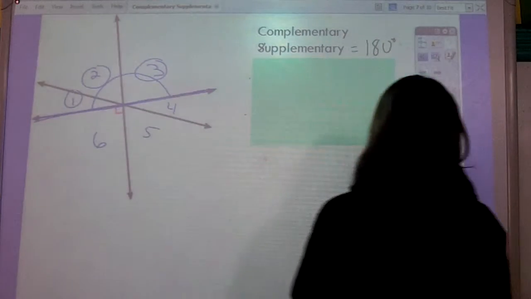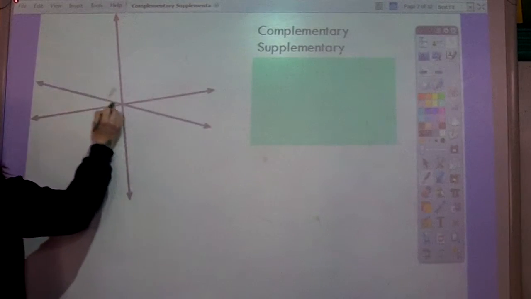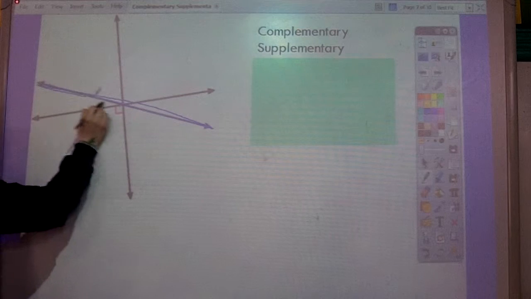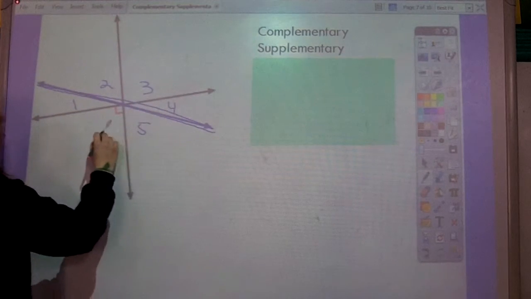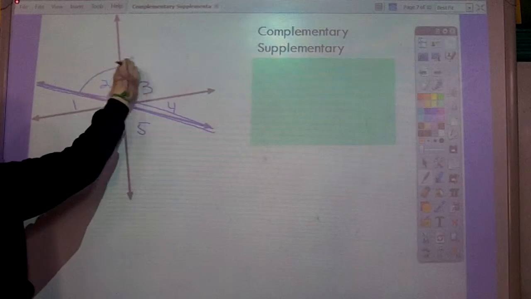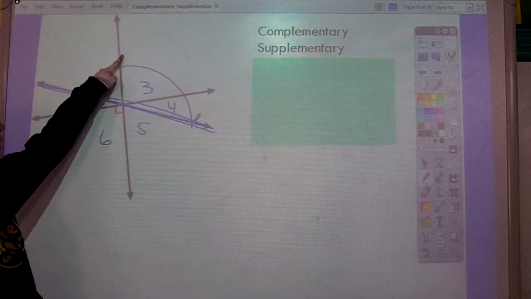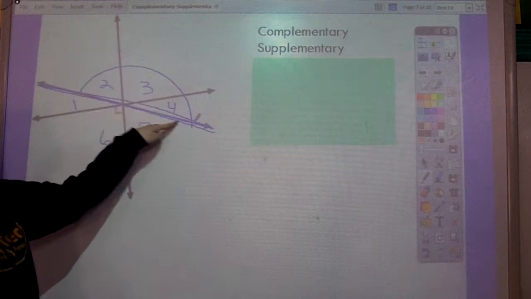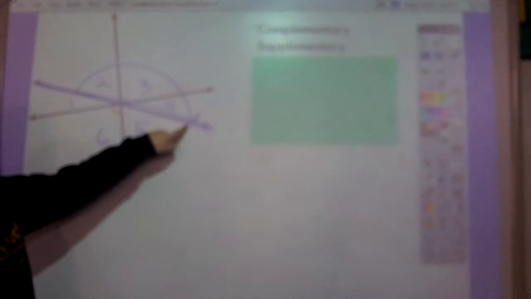There are a bunch of them on here though. If I look along this line, I know this line equals 180 degrees. So if I trace this whole line, I can see the angles 2, 3, and 4 come together to create a straight line. So 2, 3, and 4 would be supplementary.